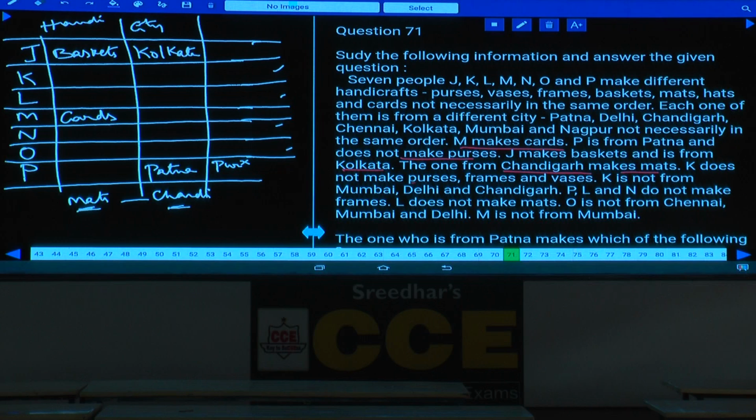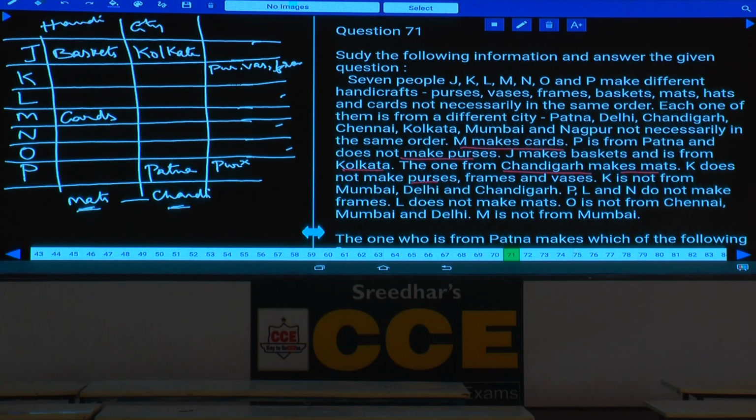K does not make purses, frame and wages. K, purses is ruled out and wages is ruled out, and what is the other thing left over here? K, frames. Frame is also ruled out, and this person is not doing any one of these. Now this person is not doing purse, not doing wage, not doing frame, and is not using basket, and is not doing card as well. And so how many possibilities are left over? Only 2 possibilities for this one. One can be mat, and what is the other? Another one can be hats. There are only 2 possibilities for this.